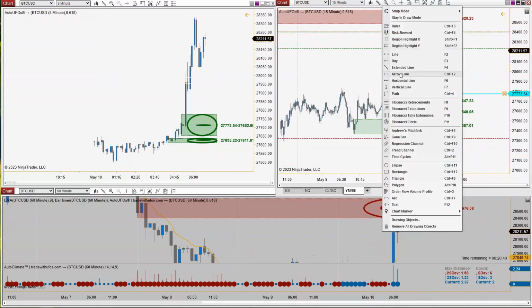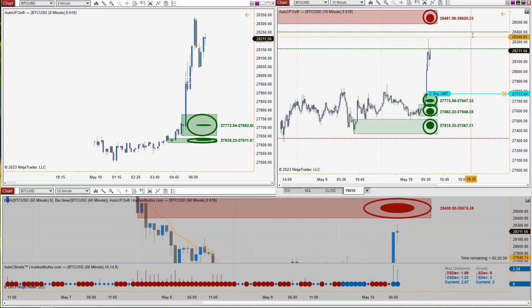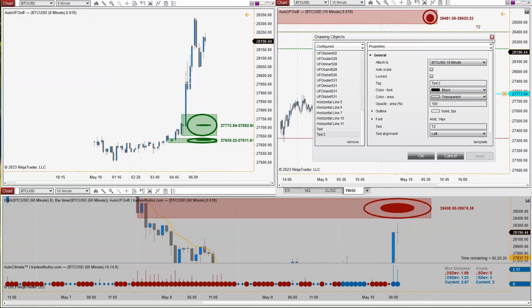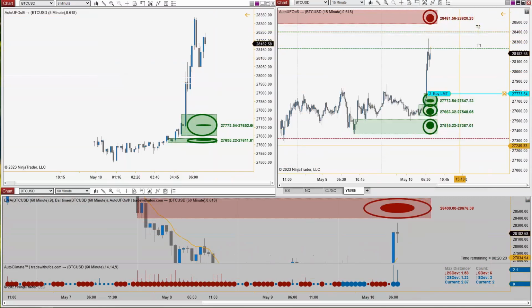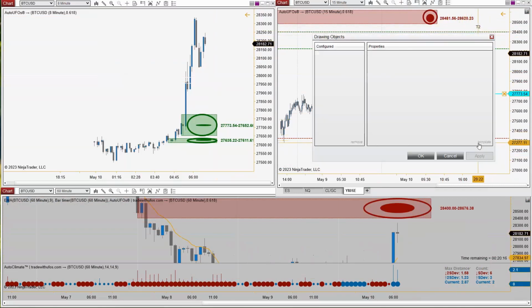We can add some text to it on here as well. And this is T2. And of course, there it is. That's T1. Okay, and our stop is right here.